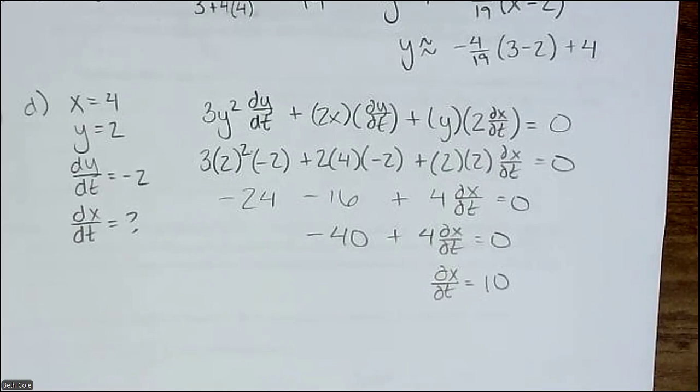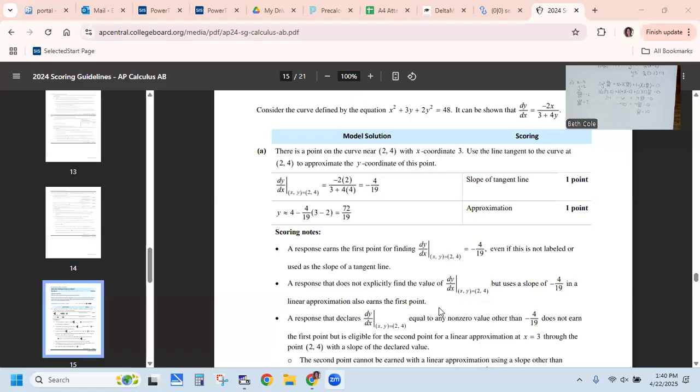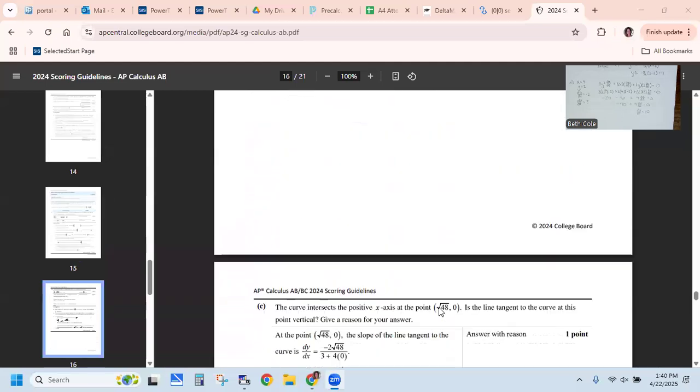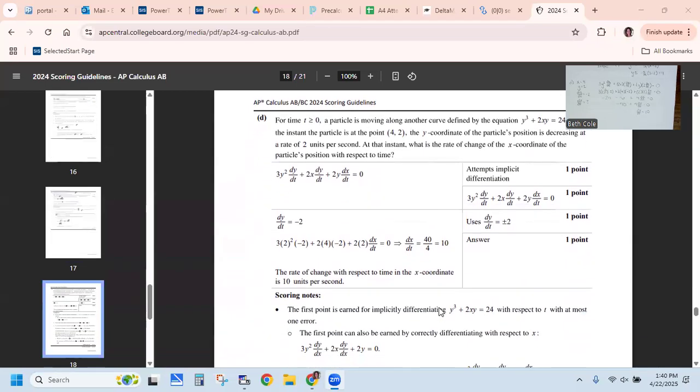I think as far as related rates go, it's a gift. Related rates can be very, very hard. I think that one was not so bad. Let's look at the scoring guidelines. I think our timing is going to work out perfect for this class. All right, so let's see. It was worth 4 points.